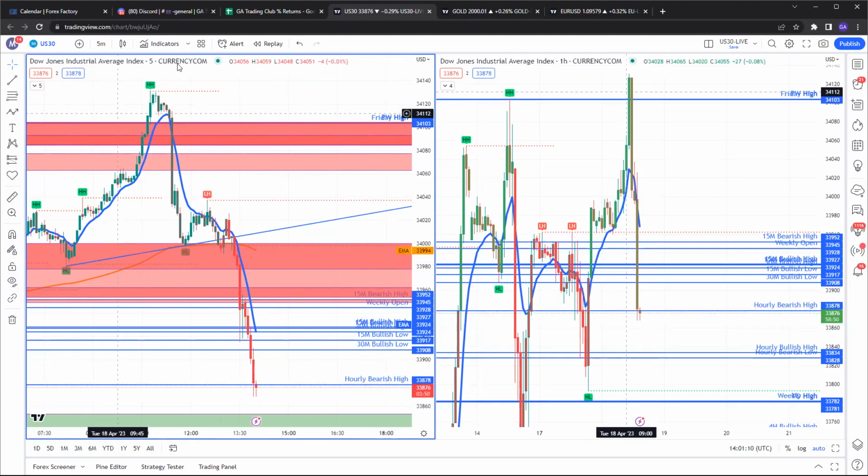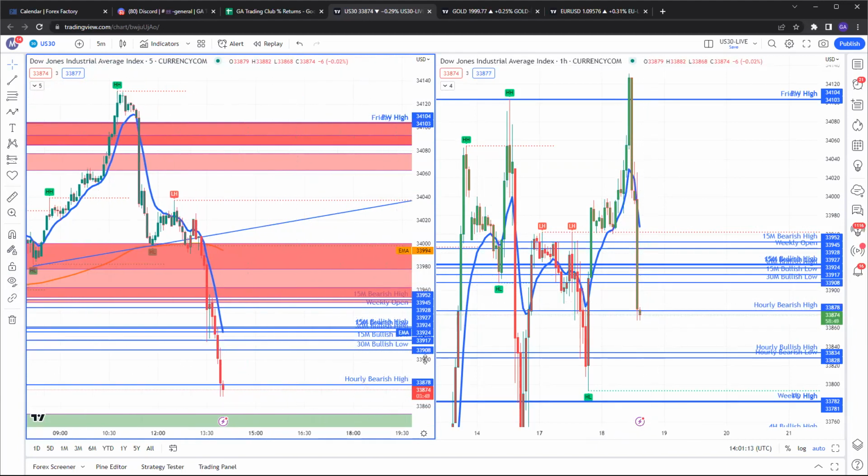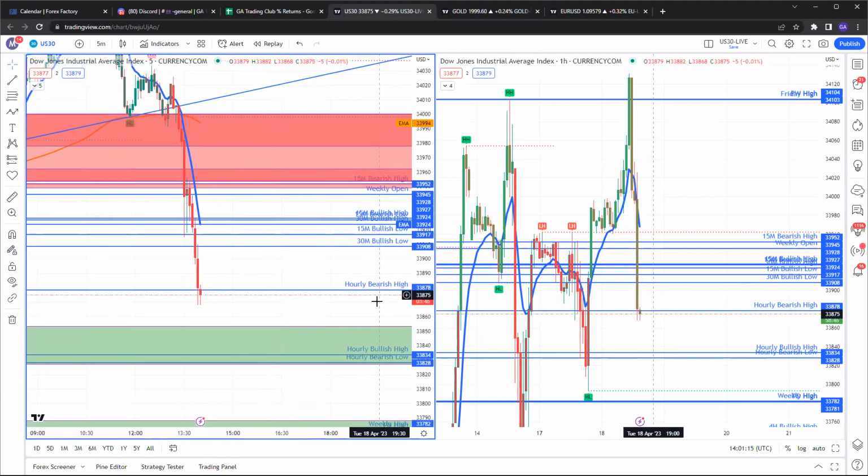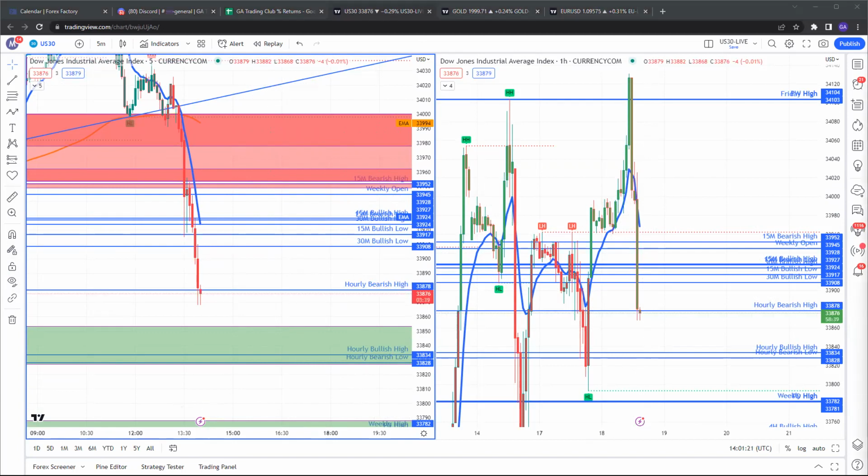Again, we don't have any markups for today, so I'm not even sure if this hourly bearish high still stands from yesterday. Give me 1 second. Let me see if I can check that. Try and do a quick markup of US 30 on the hourly. Yeah, the hourly bearish. So this hourly bearish high still stands for US 30 based on what I'm seeing.